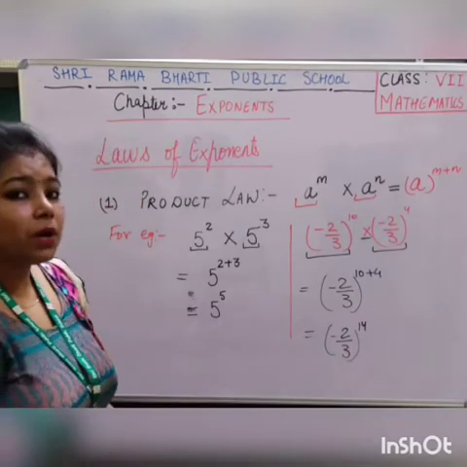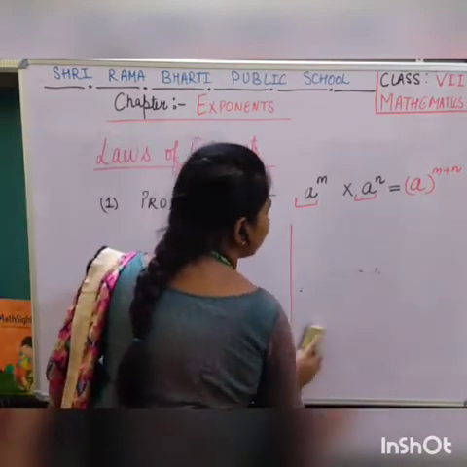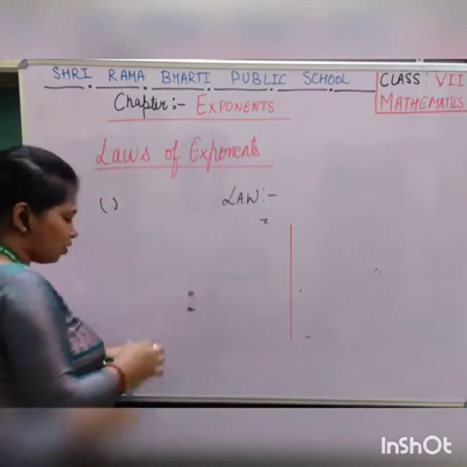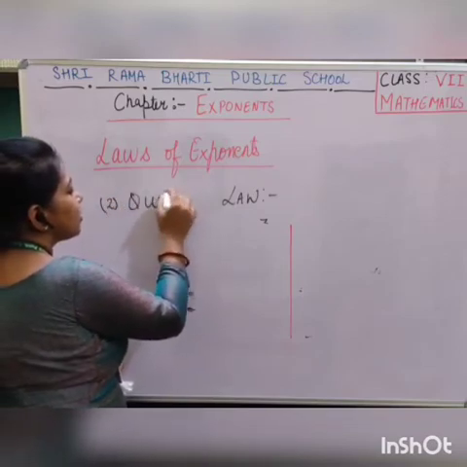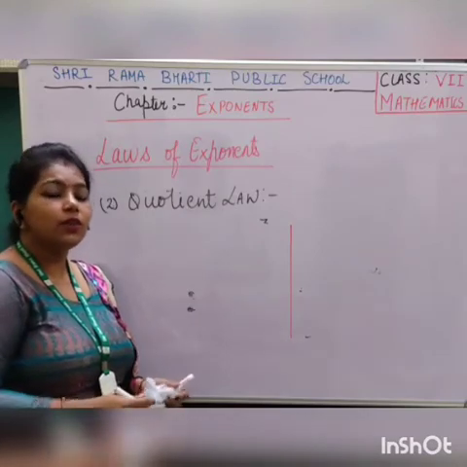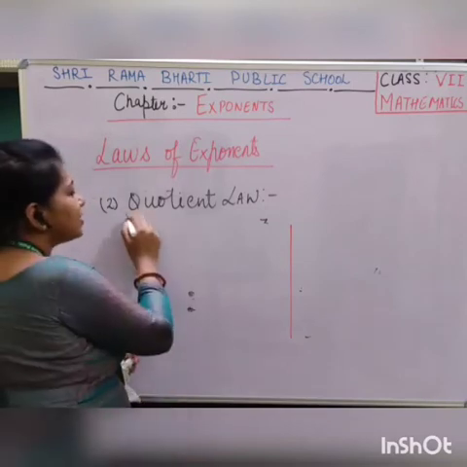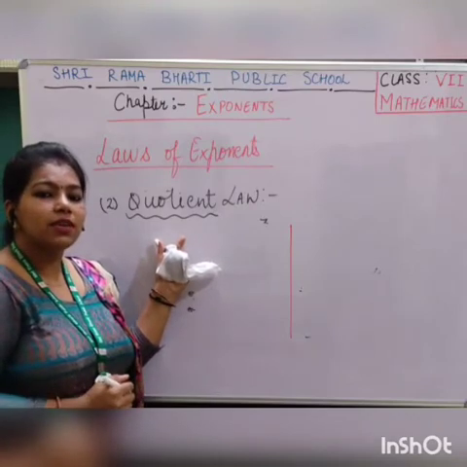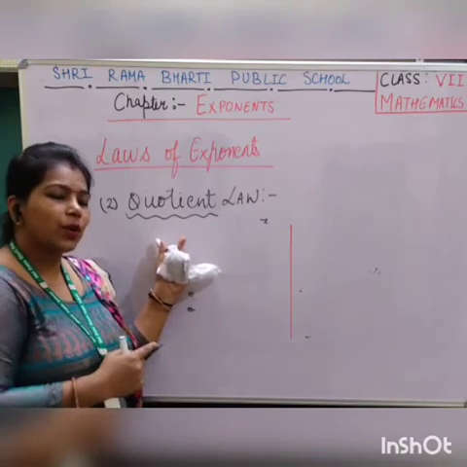Now we will talk about the next law, which is quotient law. Okay. Now our next law, dear student, is quotient law. As we have already discussed in product law, as the name suggests, product is when the numbers are multiplying. Similarly, it is suggesting over here, the name is quotient. And what is quotient? Quotient means when the two numbers are dividing, so the result is known as quotient.